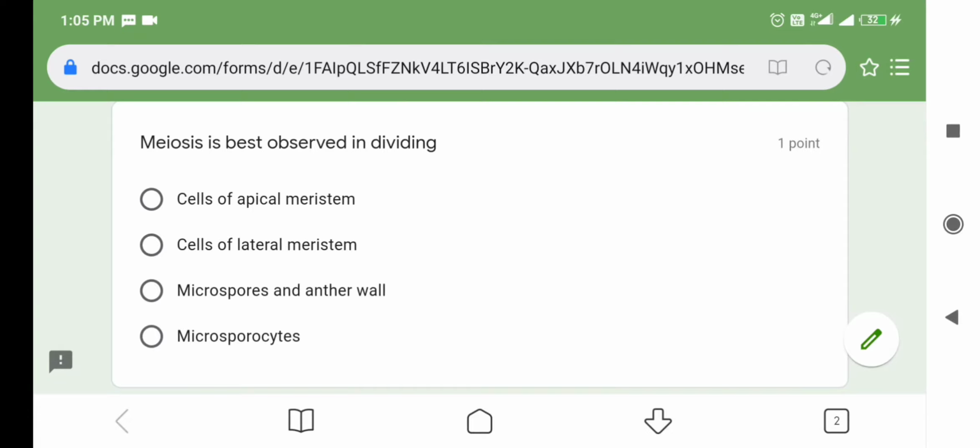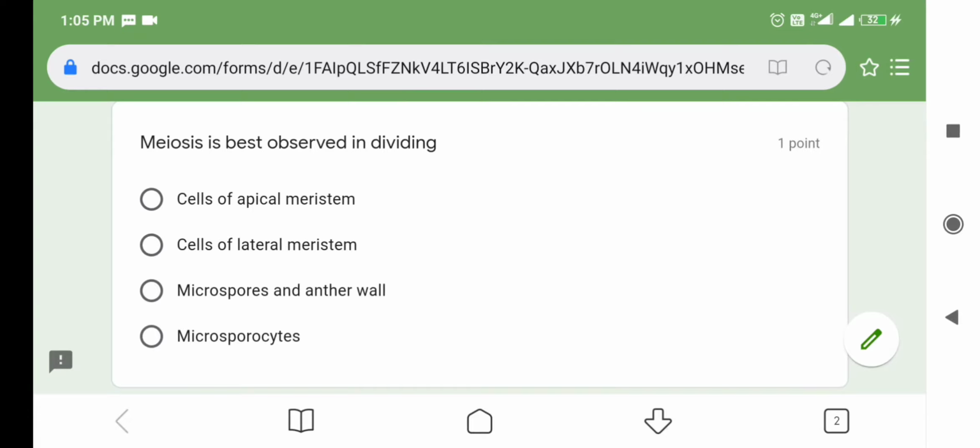This is the fifth video in this series related to Chapter 1, Reproduction in Organisms, in the CBSE NCERT Class 12 Biology book. Now let us move on to the first question.